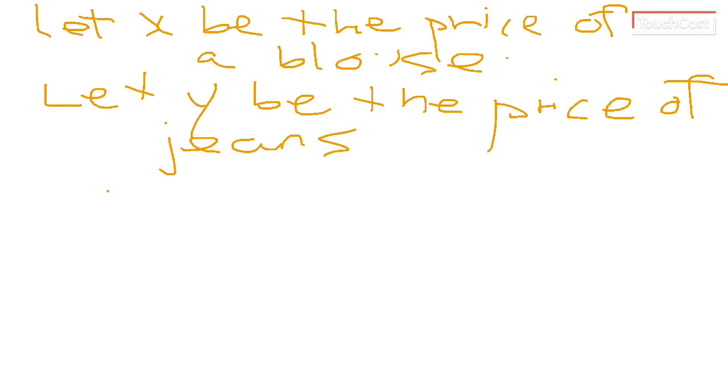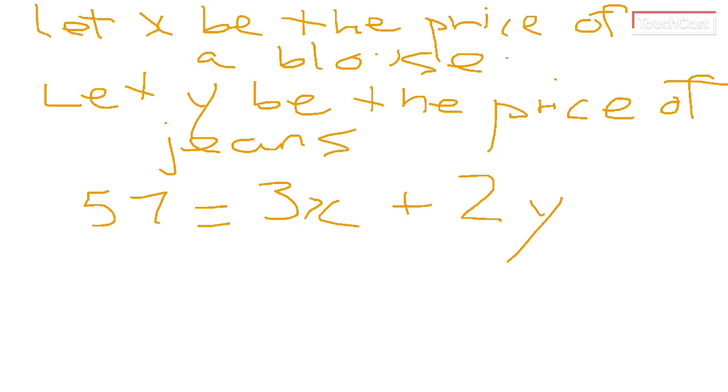So the first equation is for Kathy, so it says she spends $57 and she buys 3 blouses and 2 pairs of jeans. So I'm going to say 3 times x plus 2 times y. Okay, so that represents what Kathy buys. And the second equation is for Brenda. So Brenda spends $81 and she buys 4 blouses, so 4 times x, and 3 pairs of jeans, so 3 times y. Okay, so that is how I set up the 2 equations.